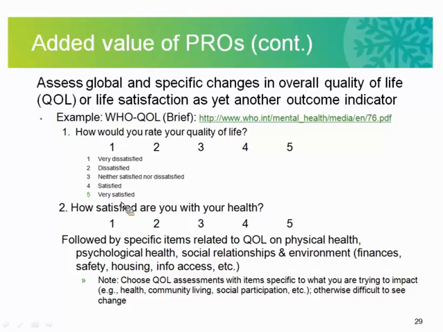So only asking about global quality of life may not show any changes in outcome for a person because there's so many other things affecting their global quality of life. However, if you ask specific items related to quality of life, such as their psychological health or social relationships, you have a better opportunity to show whether your treatment influenced outcomes over time.